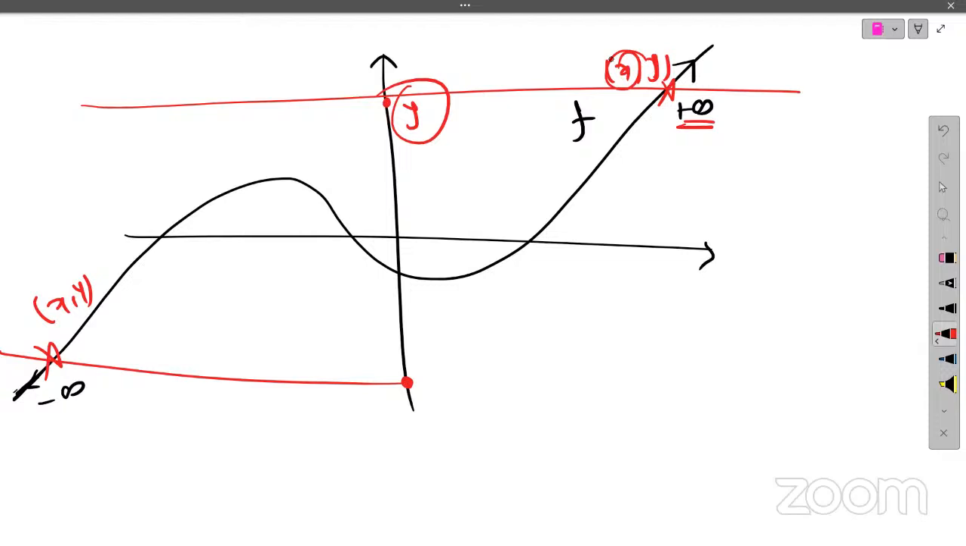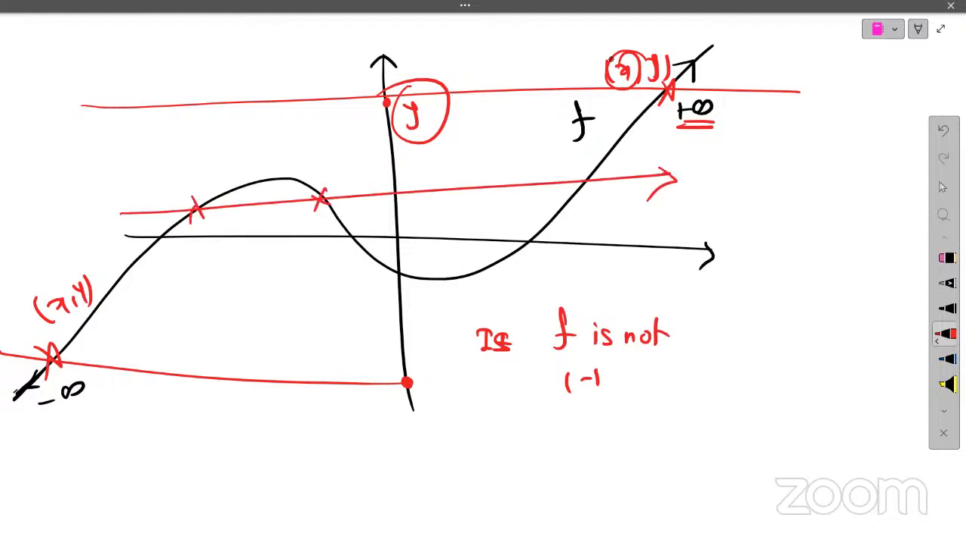Now, can you judge whether this function is a 1-1 function or not? No, ma'am, it is not 1-1. Correct, it is not 1-1, because if you draw a horizontal line here, it will intersect at 3 points. And what is a bijective function? Bijective means 1-1 plus onto. Since this function is not 1-1, it's not a bijective function. So for bijectiveness, it should be a 1-1 function and it should be an onto function. And we can check both via the graph.